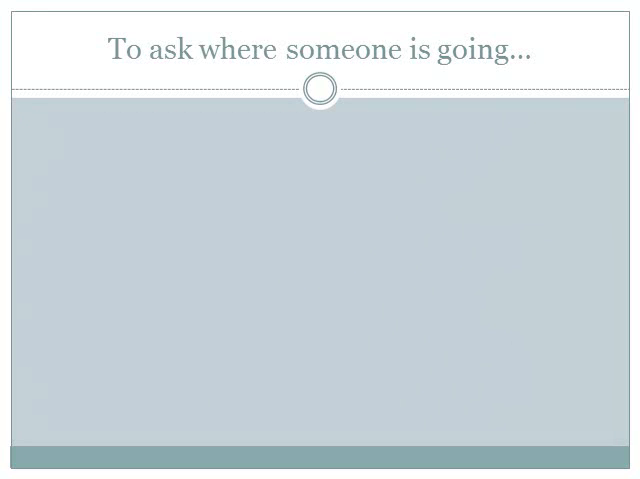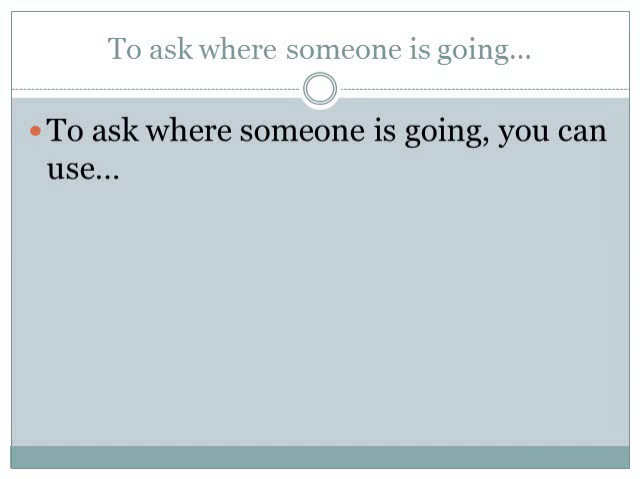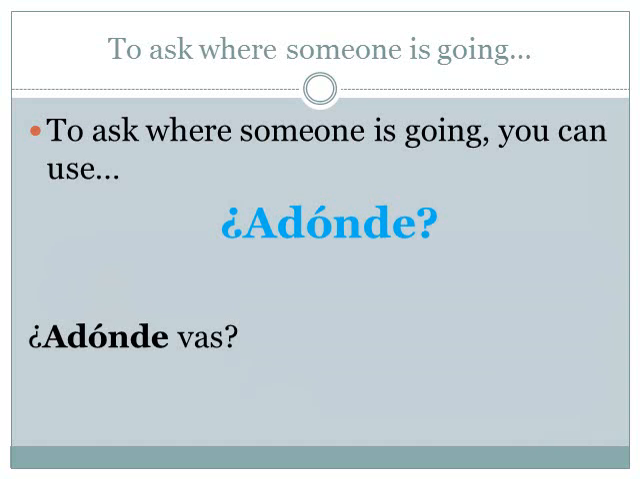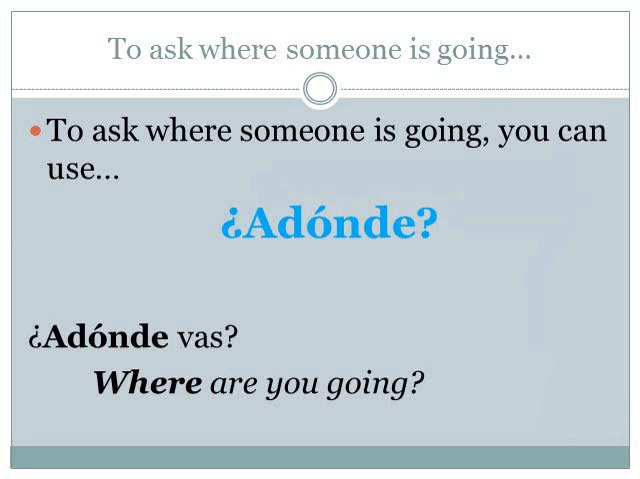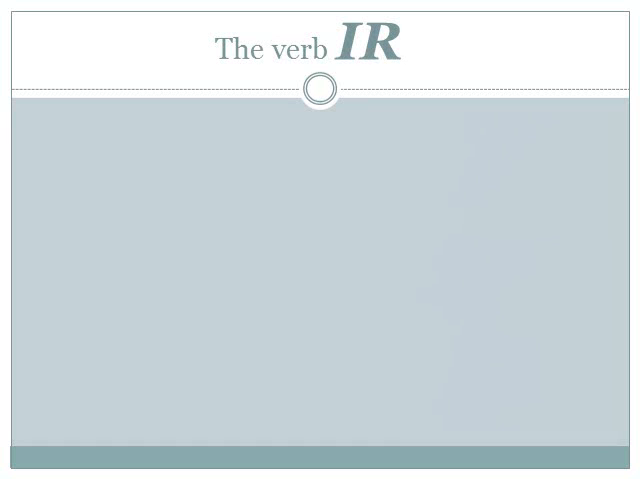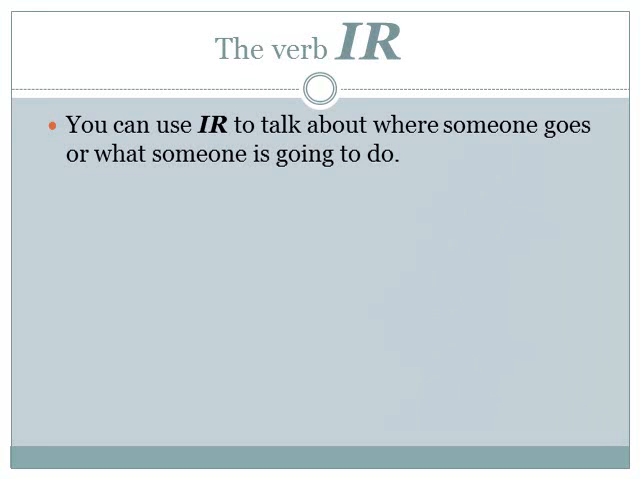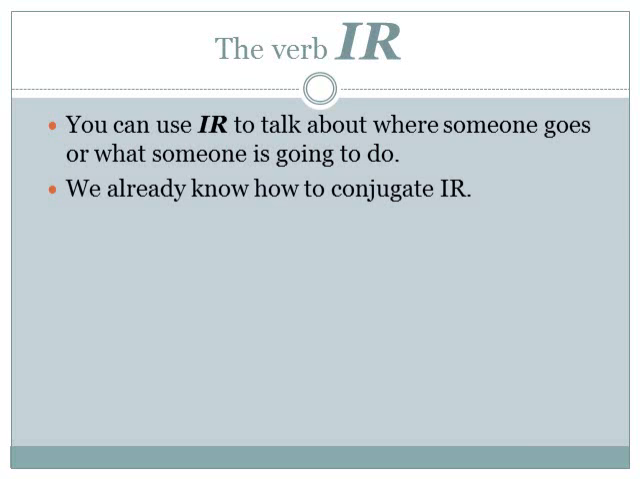To ask where someone is going, you can use the word adónde. So if I said adónde vas, that would mean where are you going? The verb ir. You can use ir to talk about where someone goes or what someone is going to do. We already know how to conjugate ir, but we're going to review it right now.